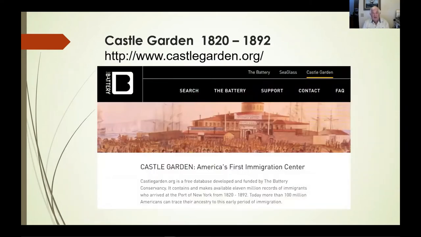You've all heard of Ellis Island, but there was a place prior to Ellis Island where immigrants from Europe mainly came to the United States, and it was called Castle Garden. It was operational in New York from 1820 to 1892. And that was the first immigration center of the United States. And it has a free database out there. You can go out to castlegarden.org and do searching there, and you will find information. I will show you a little bit of what I found in a couple more slides.